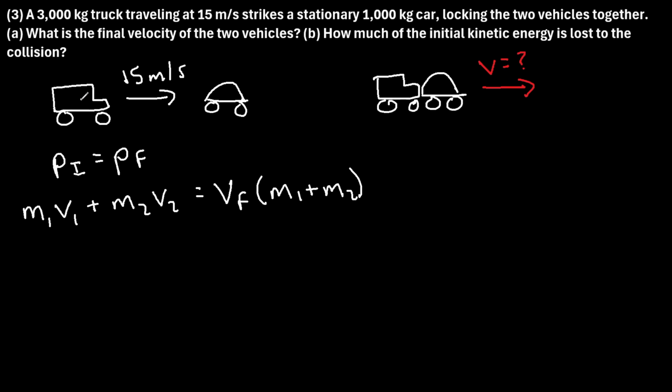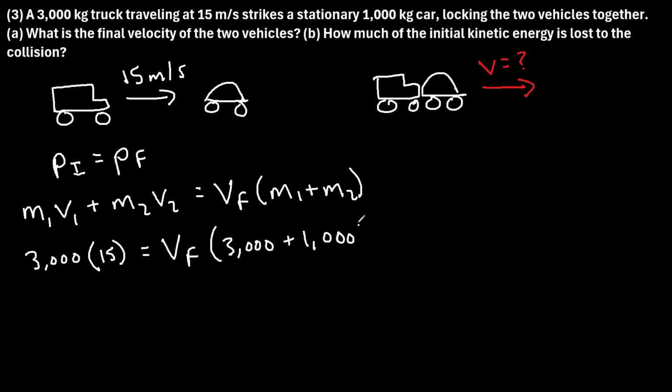So m1, the mass of the truck, is 3,000 kilograms. And its initial velocity is 15 meters per second. Plus, for the car, it's initially at rest, or it's stationary. So this value for velocity is 0. So this whole quantity is 0. So we end up with 45,000 is equal to the final velocity times the mass of the truck, which is 3,000, plus the mass of the car, which is 1,000 kilograms.